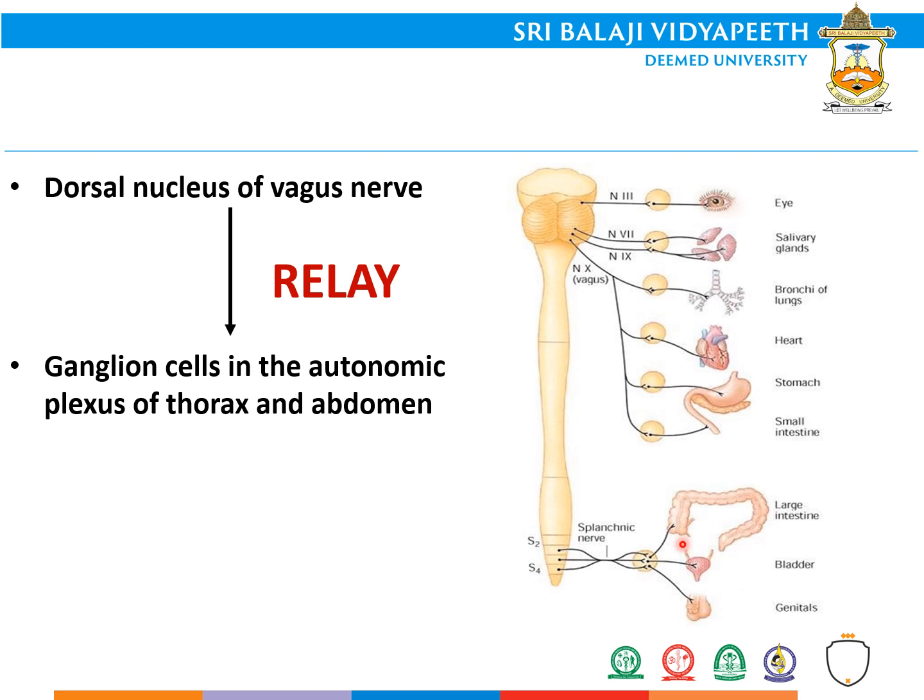So this was about the cranial outflow. And apart from this cranial outflow, there is also a nucleus which is called the dorsal nucleus of the vagus nerve. Now here the fibers from here relay in the ganglionic cells in the autonomic plexus of the thorax and the abdomen. And from there, the postganglionic parasympathetic fibers supply the bronchus, the heart, and even in the abdomen, the stomach and the small intestine.